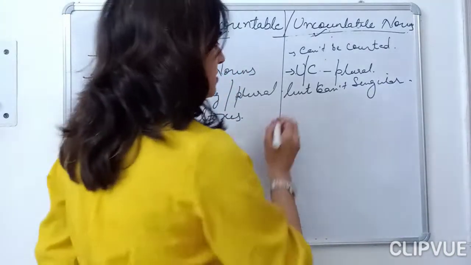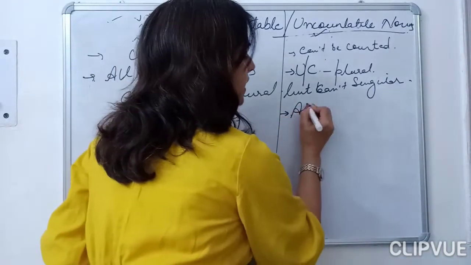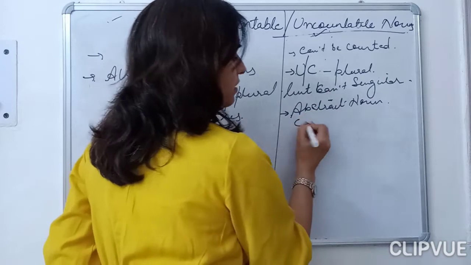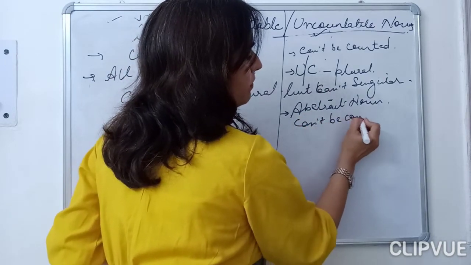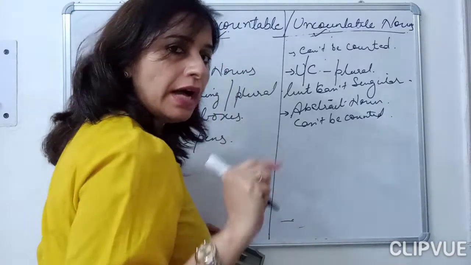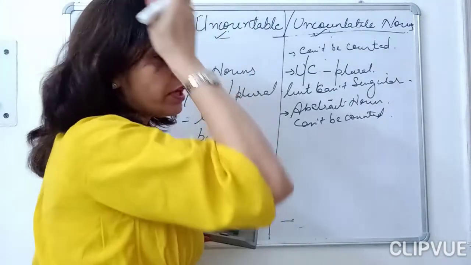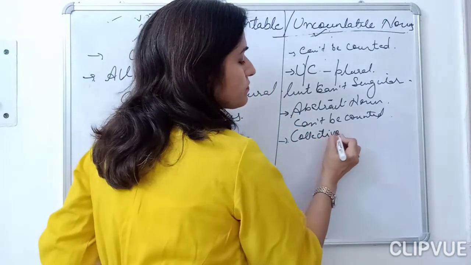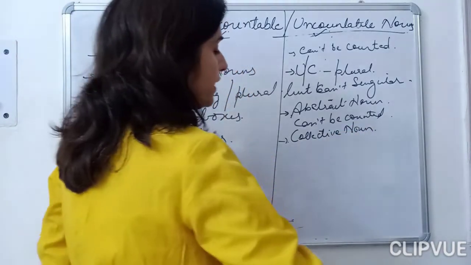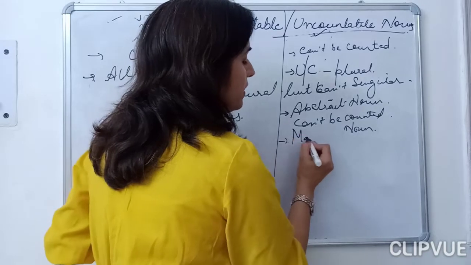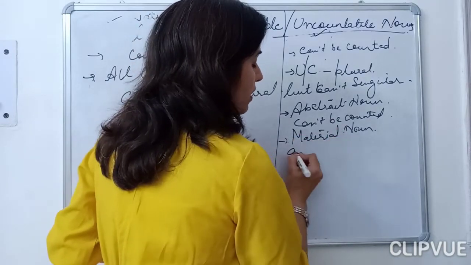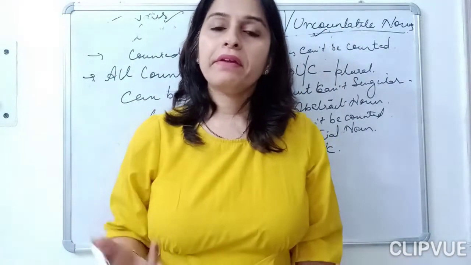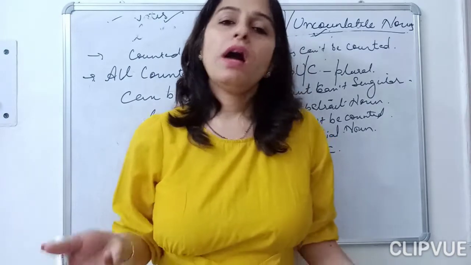Next, children, we have learned that abstract nouns cannot be counted. So abstract nouns are uncountable, children. Feelings are uncountable. You cannot count them. Lastly, we have learned, children, that material nouns are uncountable, like gold, silver, copper, diamonds, iron, all these are uncountable nouns.